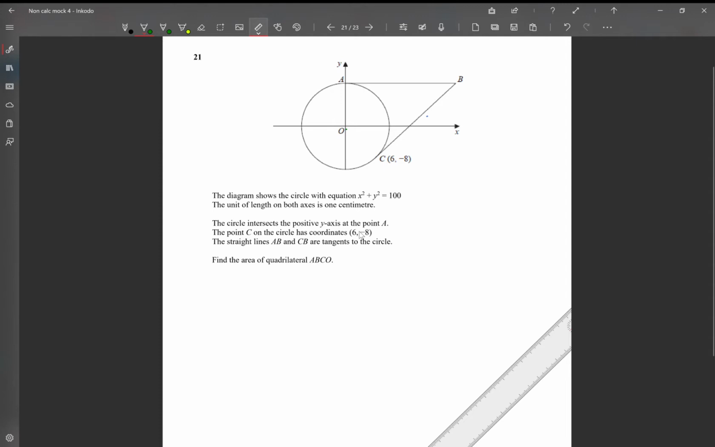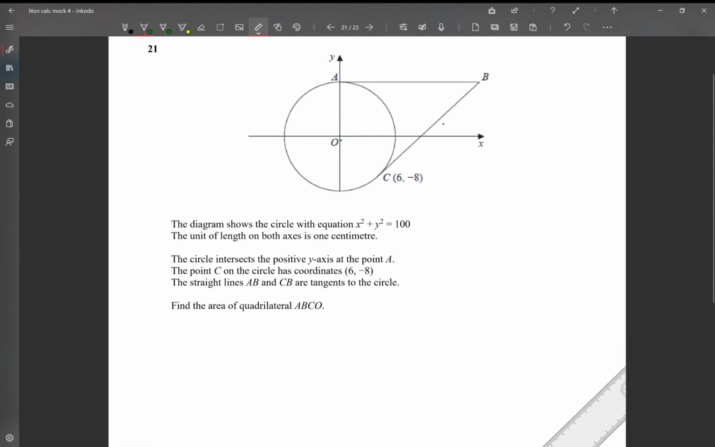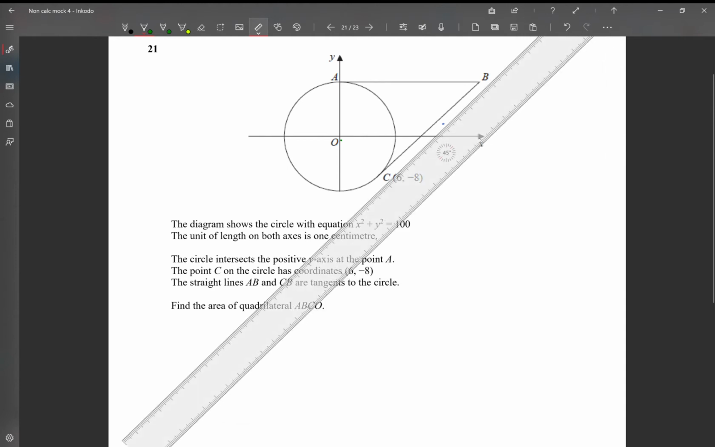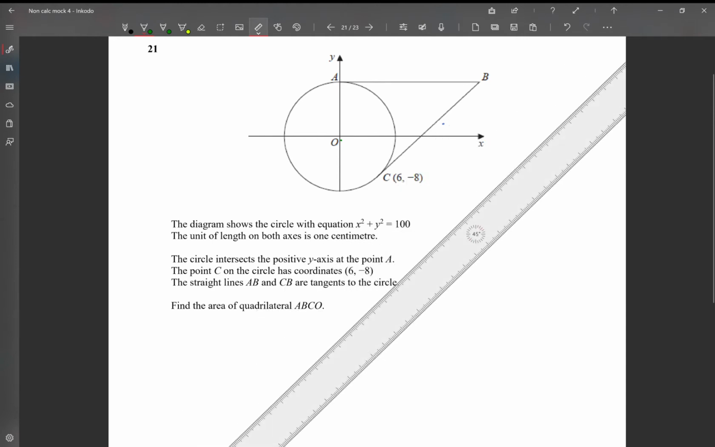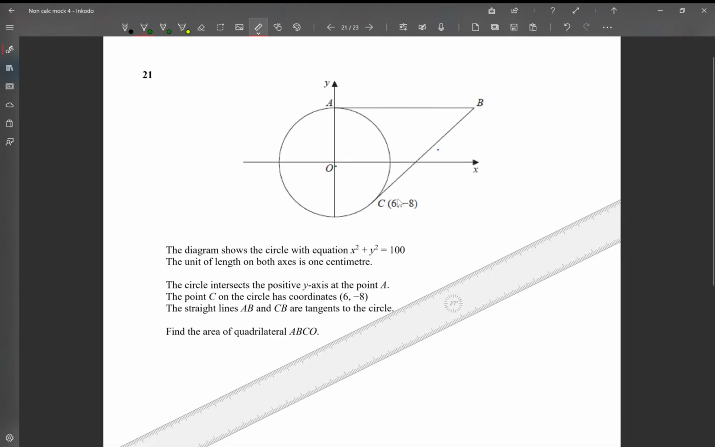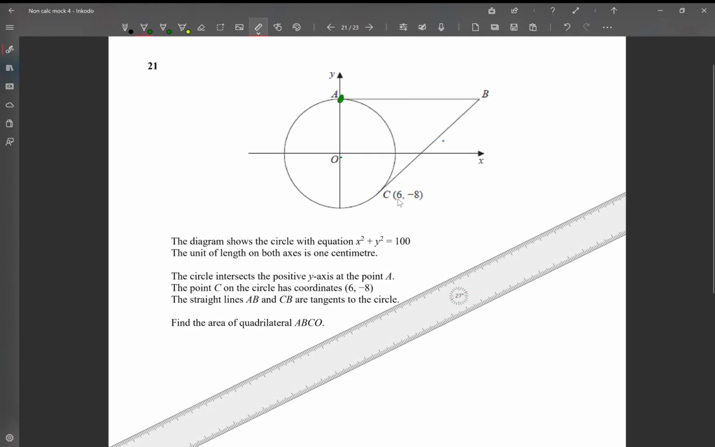Now what's really important is here you've got a circle, x squared plus y squared equals 100. Remember, this is radius squared, which means that the radius is going to be 10, because it's the square root of that. So that's something to remember. I'm just going to start drawing on here to show you this question a little bit clearer, because we want the area of ABCO. So that's A there, B, C and O.